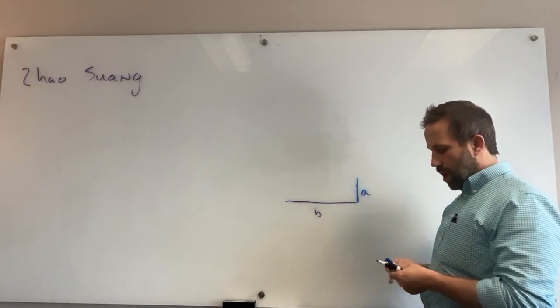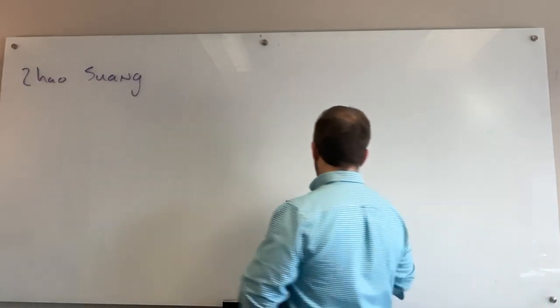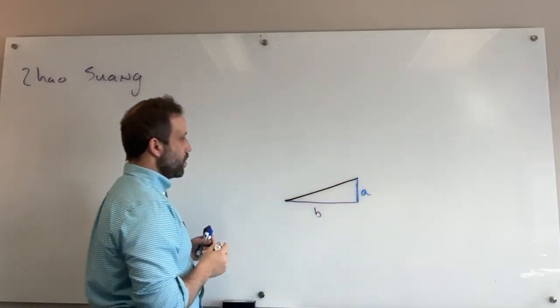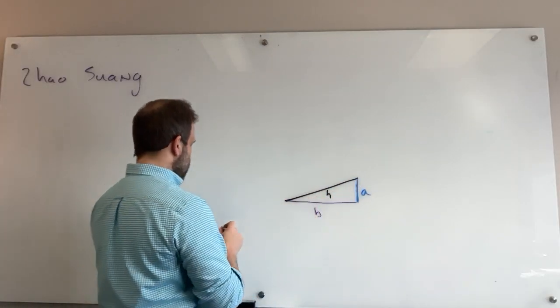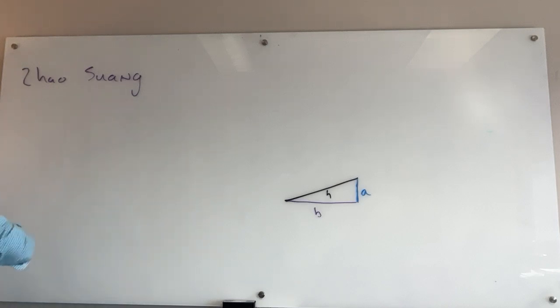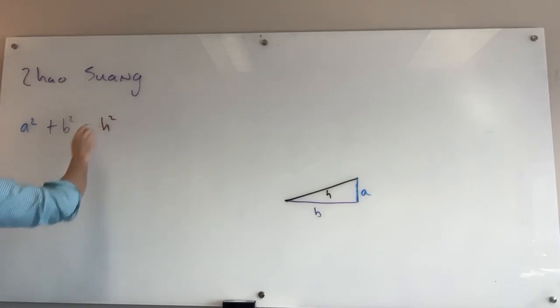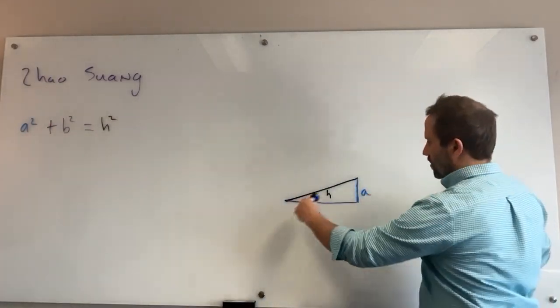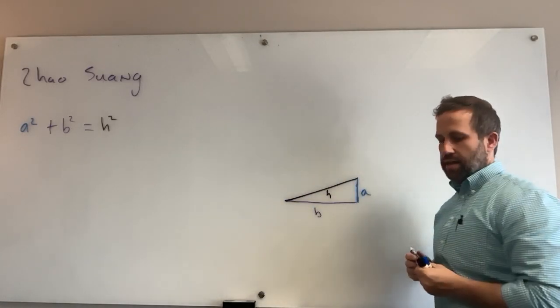And now I want to draw the hypotenuse. So I'm going to do this. And again, my drawing is not going to be great, but that's the hypotenuse. I'm going to call that H. And of course, the claim is that A squared plus B squared is equal to H squared. Now, the geometric reasoning here is that H squared is the area of a square that has this as one of its side lengths. So that's what we're going to do.